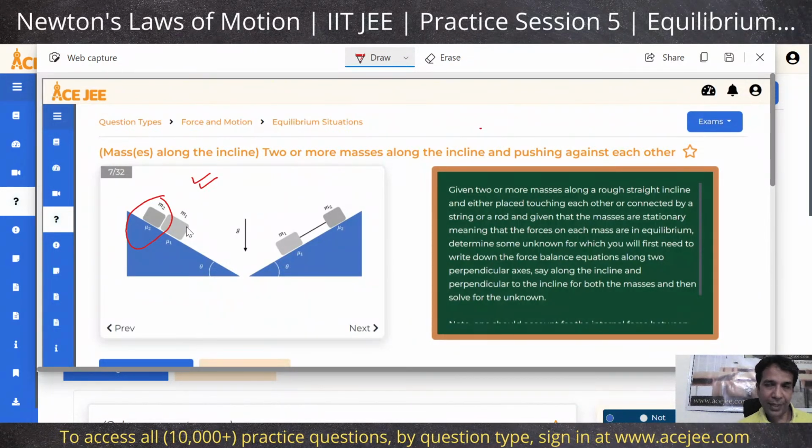Given that both the masses are stationary, they are not moving. Well, M2 will exert force on M1 if, so let me quickly draw the forces on M2. This is my M2G. This is the normal force. This component of M2G is M2G cos theta. And this component is M2G sine theta.